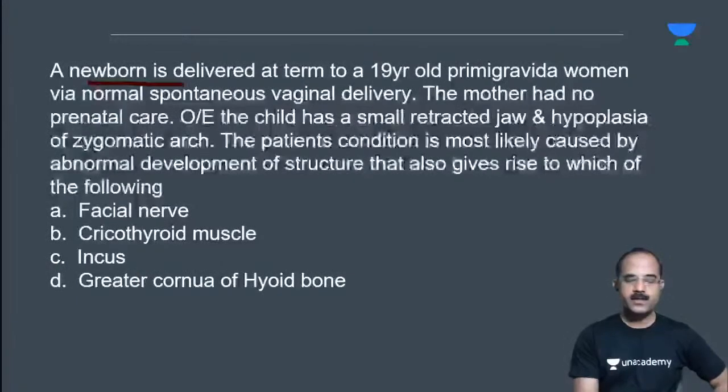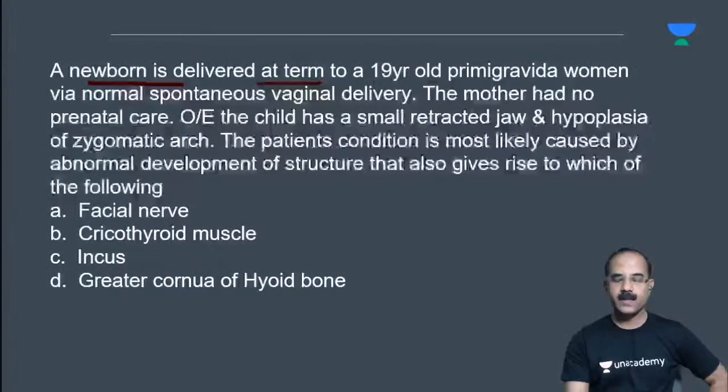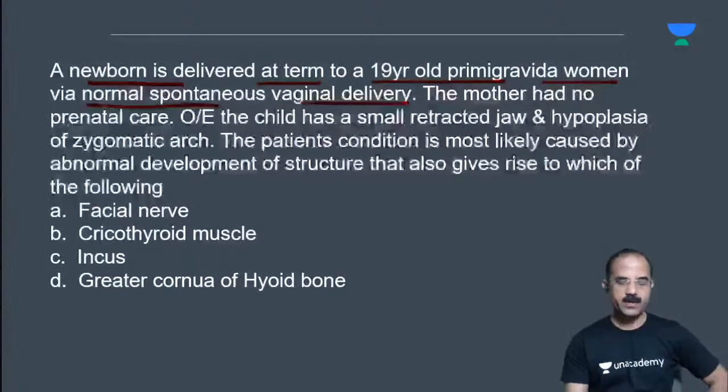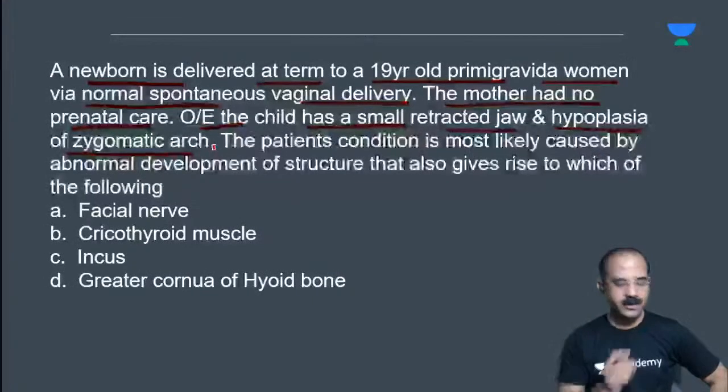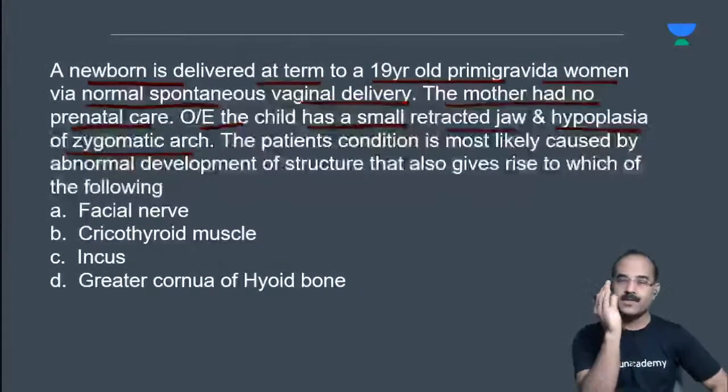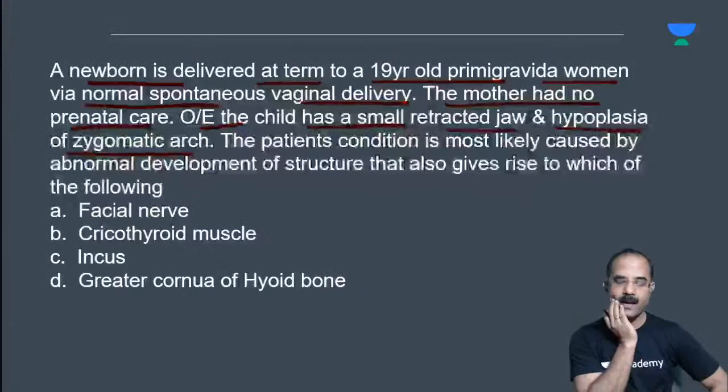A newborn is delivered at term to a 19 years old primary gravida woman with spontaneous vaginal delivery. The mother had no prenatal care. On examination, the child had a small retracted jaw and hypoplasia of the zygomatic arch. Small retracted jaw. Tell me, the mandible and the maxilla bone are derived from which pharyngeal arch?